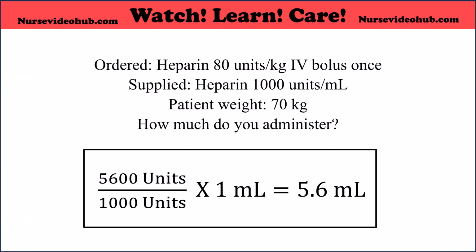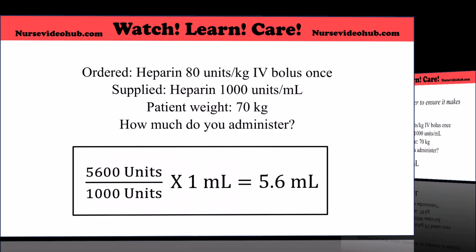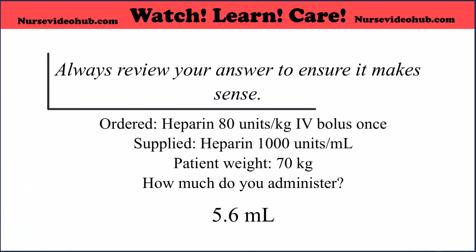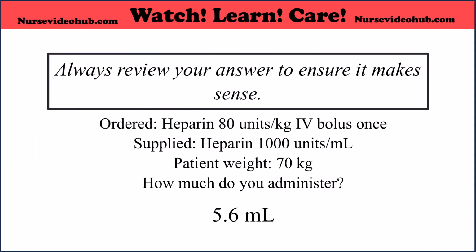Now you can calculate the amount to administer. 5,600 divided by 1,000 equals 5.6. Multiply that times 1, and the answer is 5.6 milliliters. Administer 5.6 milliliters to deliver 80 units per kilogram IV bolus. Always review your answer to make sure it makes sense.